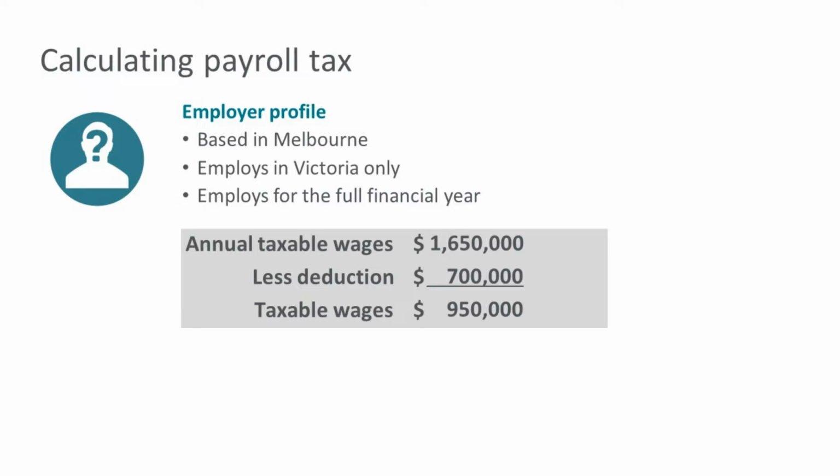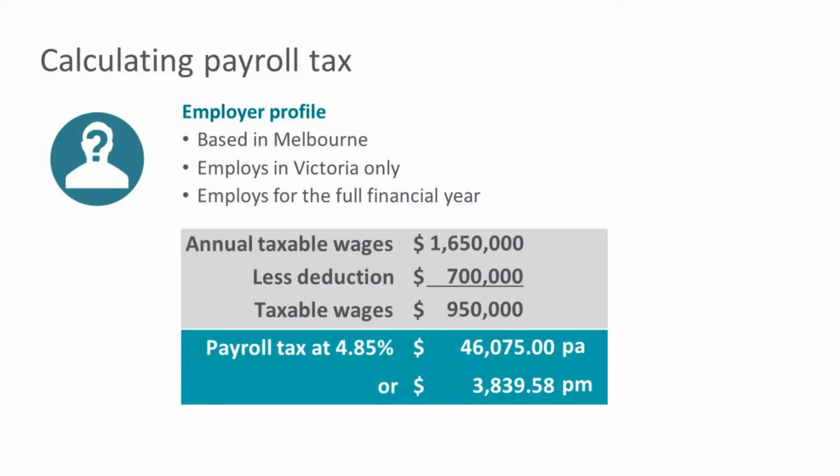So, what's the payroll tax liability? You take the payroll tax rate that applies and multiply that by the taxable wages. To calculate the monthly payroll tax liability, you divide the annual liability by 12.